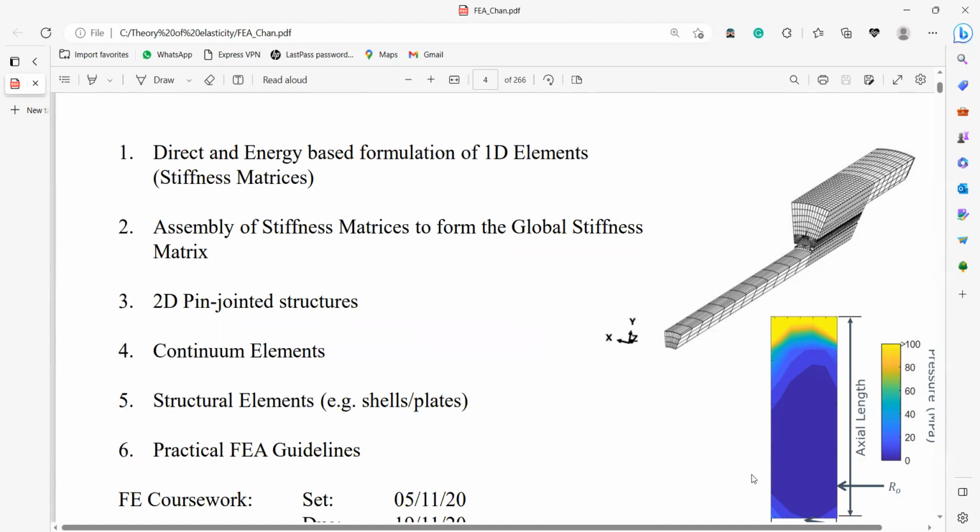And 2D pin-jointed structures, continuum elements. What are the different structural elements? Shells or plates? And what are the different practical FEA guidelines? So what is the difference between a plate and a shell?